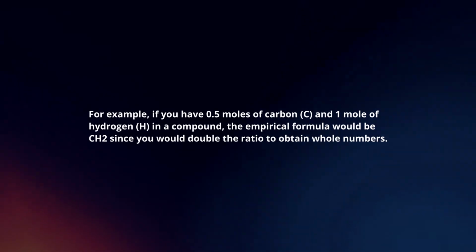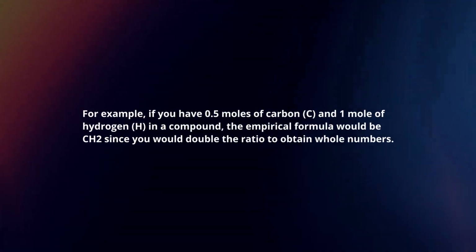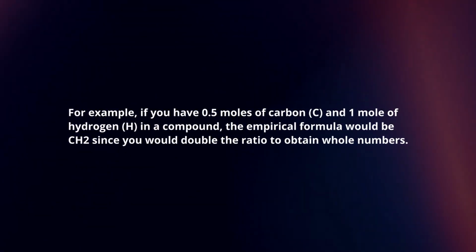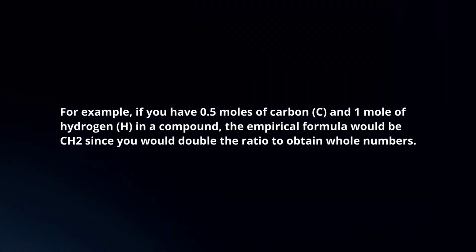For example, if you have 0.5 moles of carbon and 1 mole of hydrogen in a compound, the empirical formula would be CH2 since you would double the ratio to obtain whole numbers.